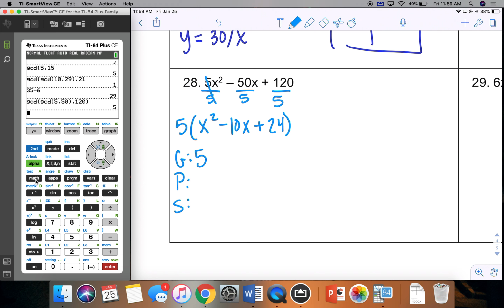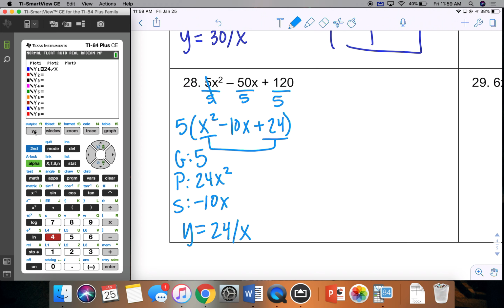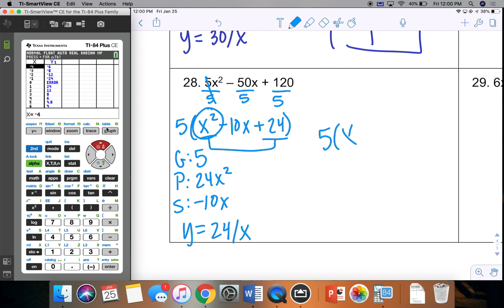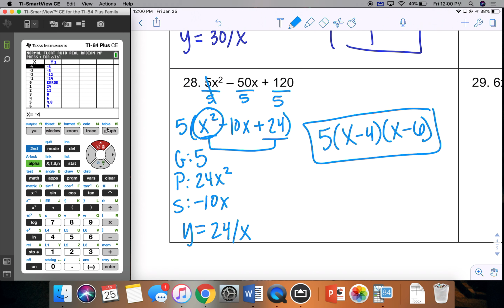Now, I cannot take the square root of 24, so it's not a perfect square. So I will need to multiply. So 24 and x squared is my product. My sum is negative 10x. So I will put the product into my calculator. 24 divided by x, and I'm searching for the sum. I notice my sum is negative, so I'm going to look up in the negatives. This is a negative 25, negative 14, negative 11. Oh, that's a negative 10. And because I have an x squared, I don't need the box. My factors are negative 4 and negative 6.